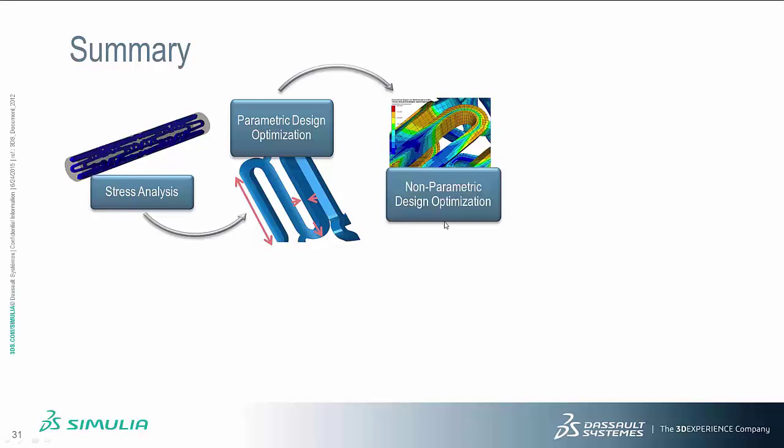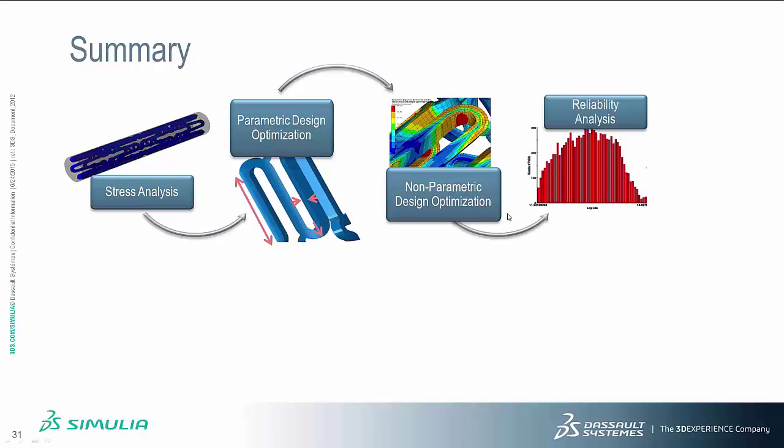Then we talked about non-parametric optimization, in which, even though you have a starting shape, you can make further changes in the shape of the stent to improve the fatigue factor as well as stresses in certain regions of the stent. And finally, we talked about the reliability analysis, how to make sure that the new stent design that you have created is reliable across a multiple-subject population for which the size and the thickness of the arteries might be different.